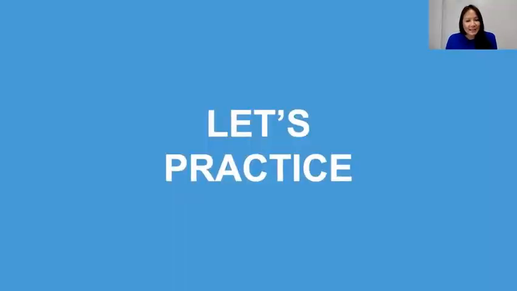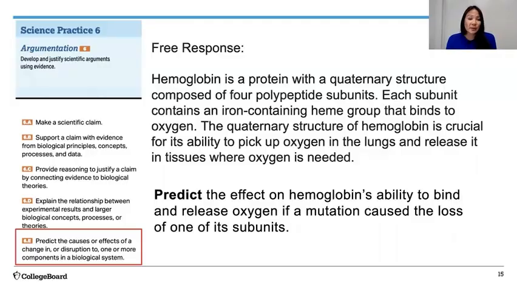So let's practice. This free response question is centered around science practice number 6, predict something when something has changed in the scenario. So let's take a look at this question. It says hemoglobin is a protein with a quaternary structure composed of 4 polypeptide subunits. Each subunit contains an iron-containing heme group that binds to oxygen. The quaternary structure of a hemoglobin is crucial for its ability to pick up oxygen in the lungs and release it in tissues where oxygen is needed.